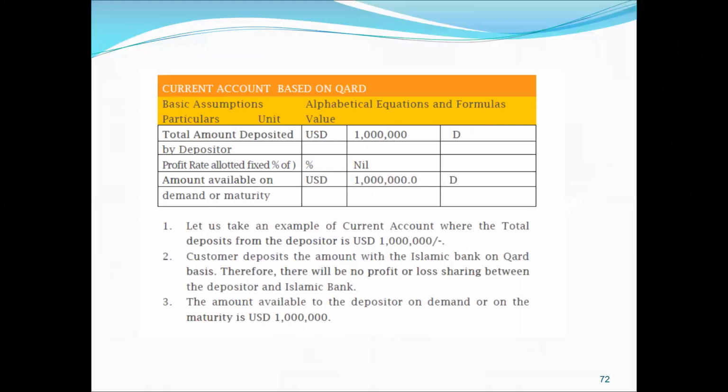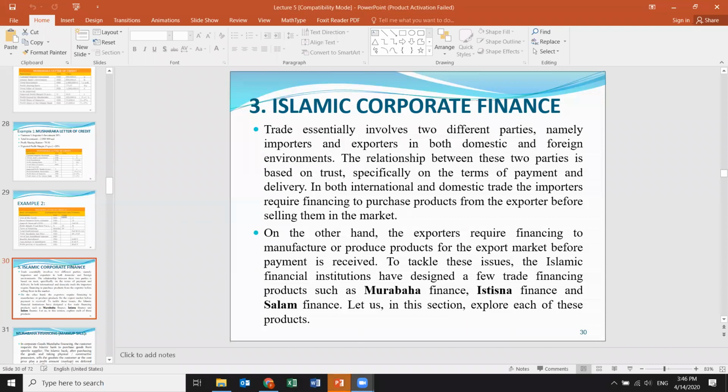Okay, this is all for today. This is how it's shown: total amount deposited and total amount available on any demand. There is no subtraction and no addition of profit. This is how much money should be in a current account based on qard. So I'm done with this lecture.